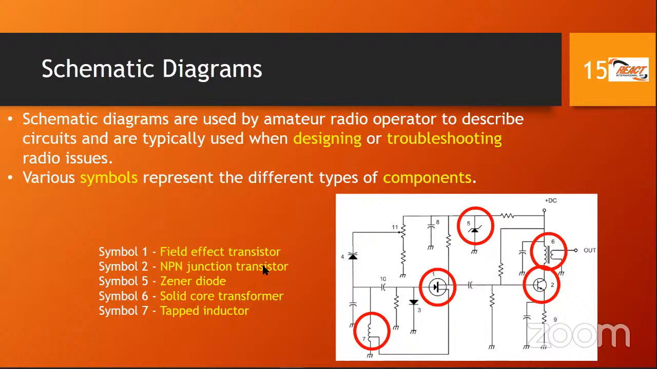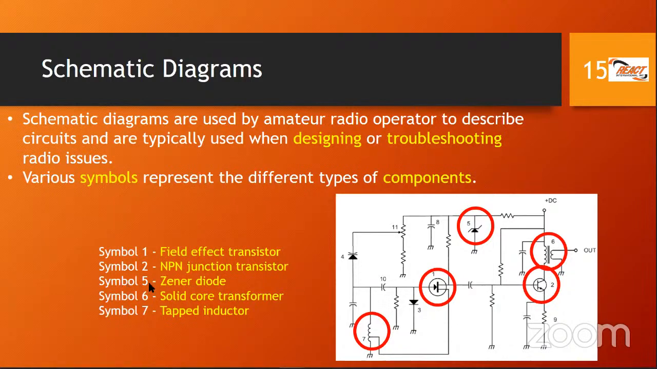Notice here, NPN junction transistor. There's also another one called a PNP. PNP is where the arrow is reversed. It's going inward. So this is an NPN junction transistor. And if you look at the diagram, there's only one such transistor. So that's what it is, a transistor.